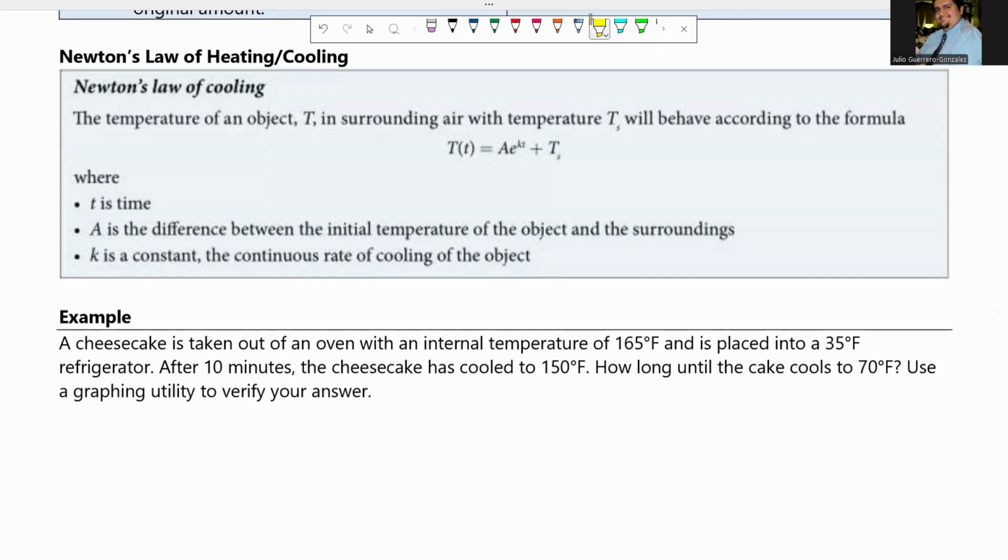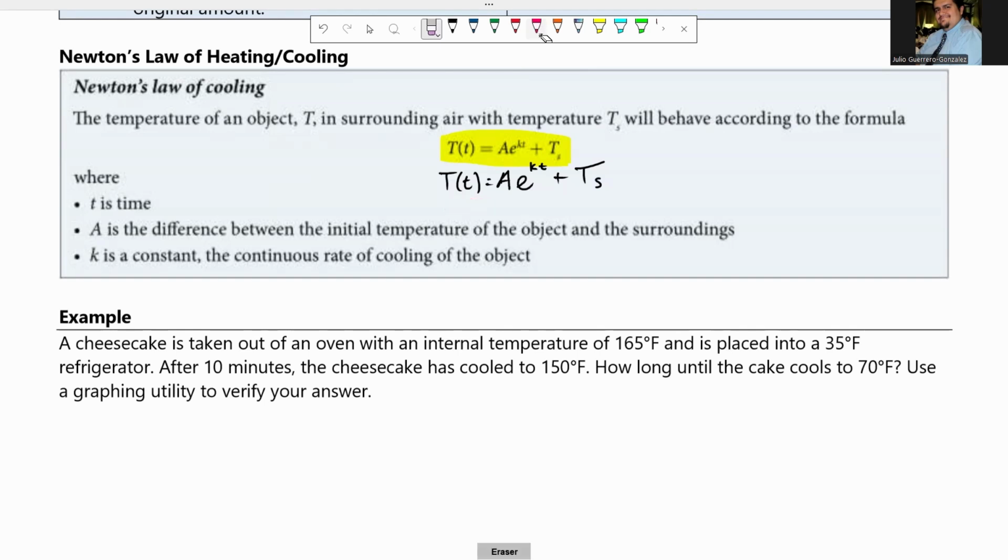When I copy pasted it from the book, it just looks nasty, but it's supposed to be big T of little t is equal to a big A, e to the kt plus some T sub s. The temperature of an object that is in a surrounding air temperature, sort of like an ambient temperature, and suppose that ambient temperature is T sub S, will be this. This is the equation that describes it.